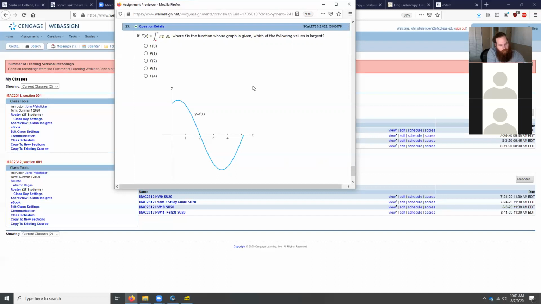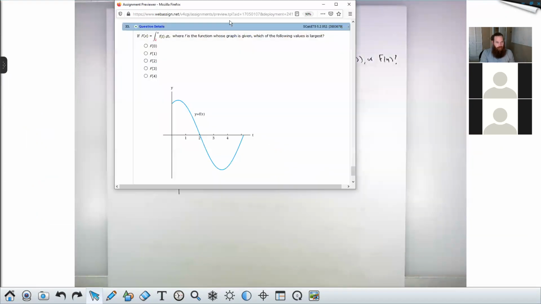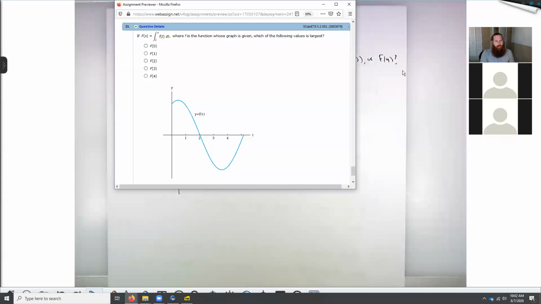So they want to know which is largest: capital F of 0, capital F of 1, capital F of 2, capital F of 3, or capital F of 4. This looks like it might be some sort of shifted sine or cosine wave. It's not easy to say for sure, but the question is, if I define some new function, capital F, as the integral from 2 to x, which is largest? F of 0 through F of 4.